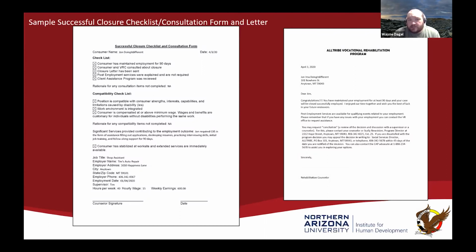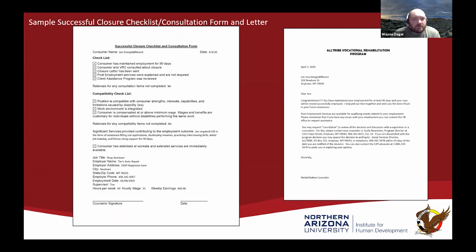So here's a checklist that we came up with, and it's not only a checklist for the successful outcome, but it's also a consultation form because you have to contact those individuals at closure. So the checklist is 90 days, and then I need to change that language. I just realized it says maintained employment for 90 days. I need to put in a minimum. So I missed that. Sorry, I apologize.